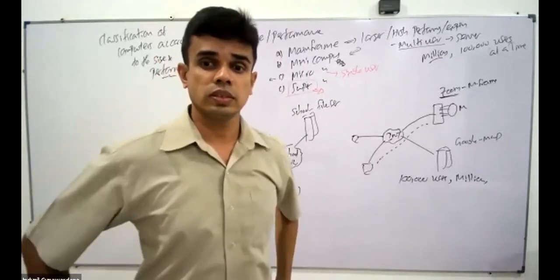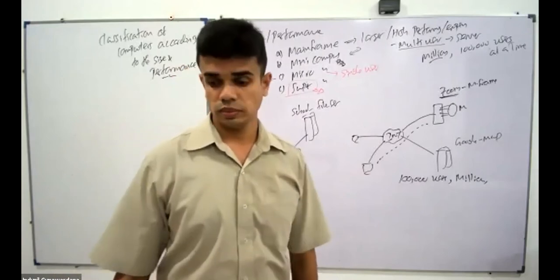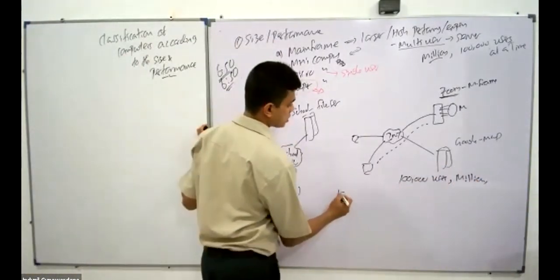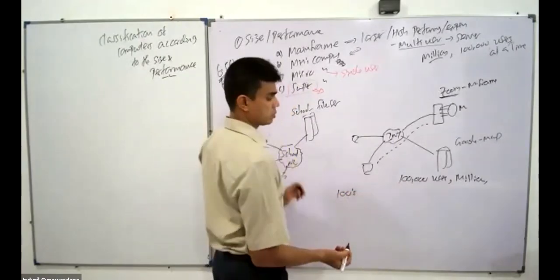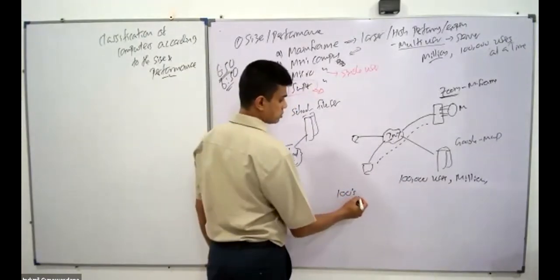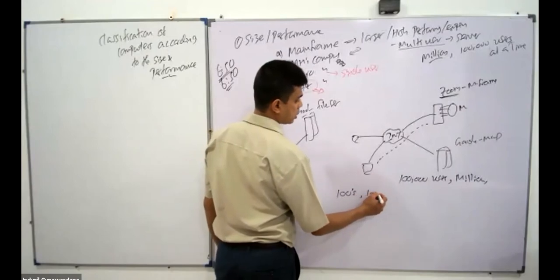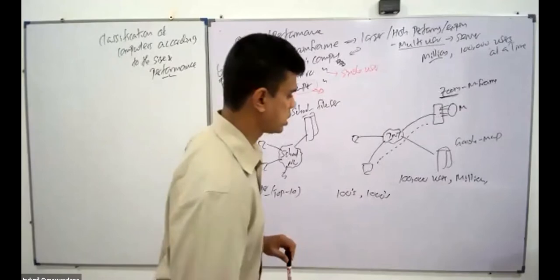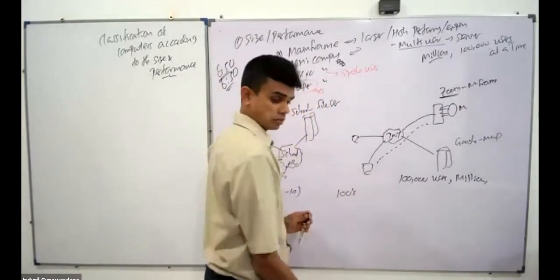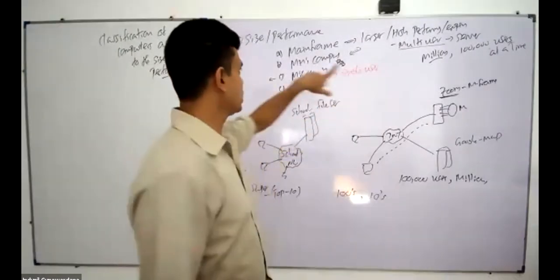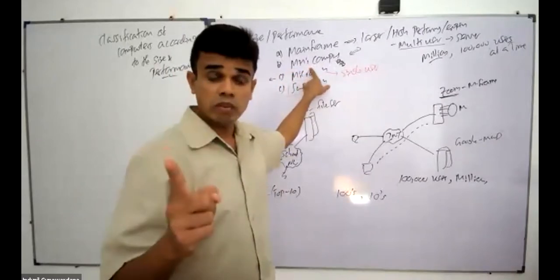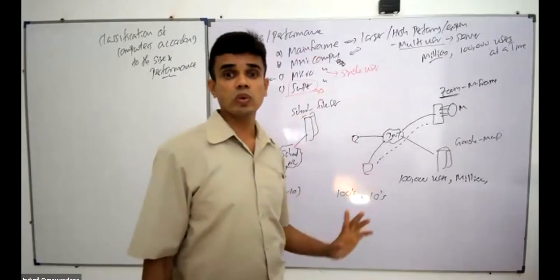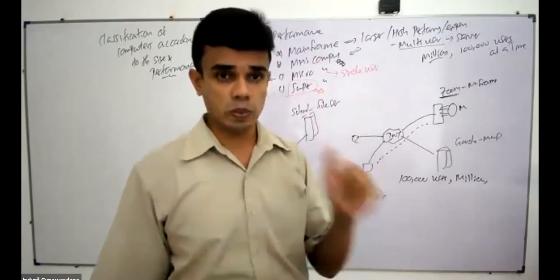Which can be accessed by around hundreds, comma, thousands, not say don't say thousands, hundreds, comma, tens. So we said about mini computers. Mini computers are multi-user computers where hundreds, tens of users can use it at a time. All right, next point.